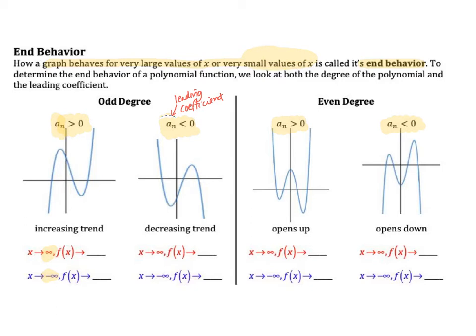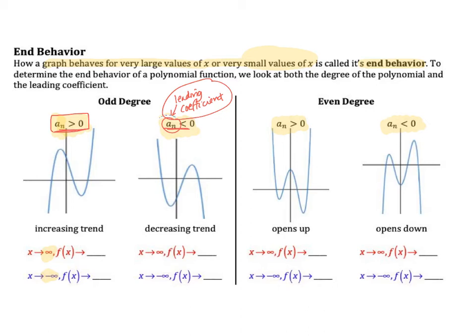So here we have this little diagram. It says determine the end behavior of a polynomial function. We look at both the degree of the polynomial and its leading coefficient. Remember a sub n, that's talking about the leading coefficient. So right here, this is referring to the leading coefficient. So I put that here to remind you in case you don't know what the a sub n is representing.